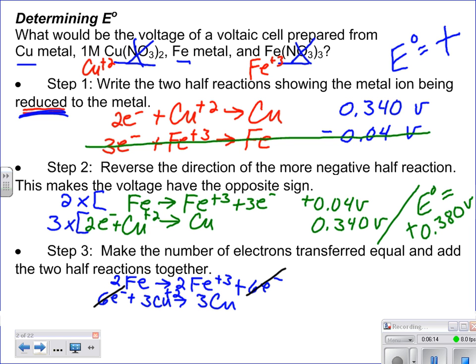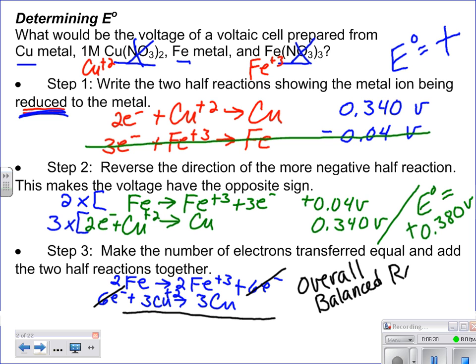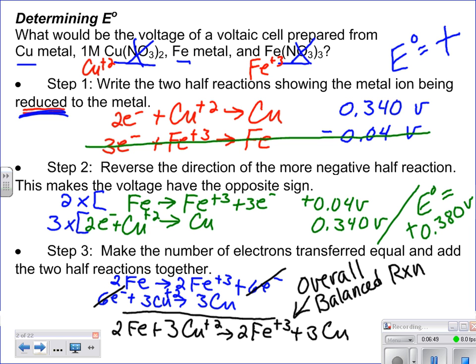So step 3 is asking us to make the number of electrons transferred equal and then add the 2 half reactions. Because what this does is give us our overall balanced reaction right down here. And that answer is going to be 2Fe plus 3Cu2+ yields 2Fe3+ plus 3Cu. So there's our overall balanced reaction.